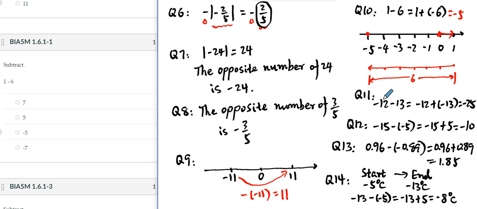All right. Now, question 11. Question 11, here is negative 12 minus 13. When you do the subtraction, remember, we always treat minus a number as plus the opposite number. So it's like here, starting from negative 12, it's already on the left-hand side. Then you go another 13 units to the left. So it has to be negative 25.